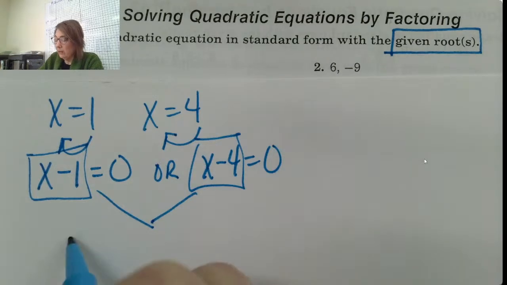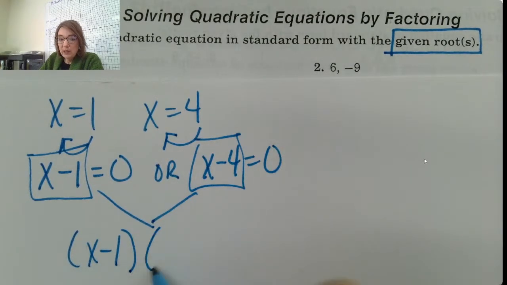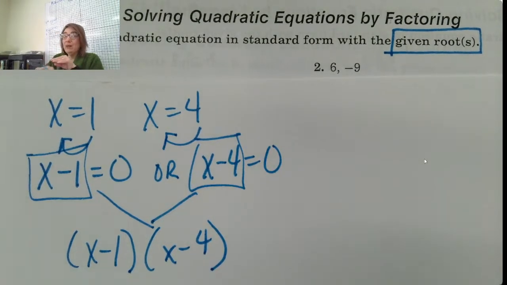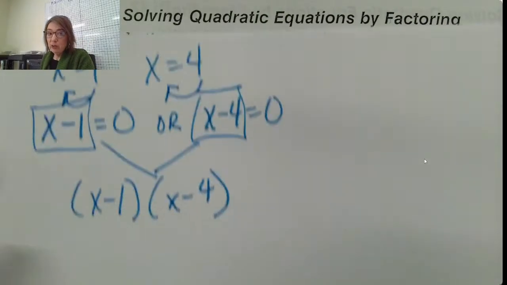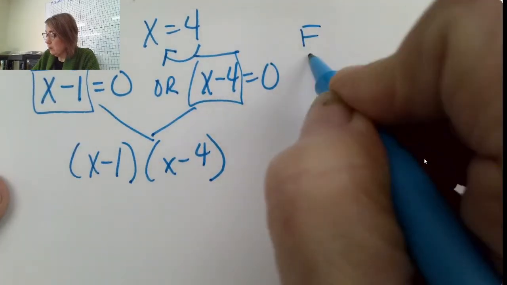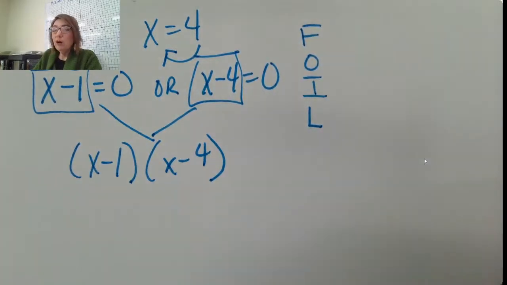So if we look at that as x minus 1 and x minus 4 multiplied times each other, and we go ahead and multiply them out, that's going to give us standard form. So let's refresh our memory on how to multiply those. Based on who you had for Algebra 1, you may have learned something called FOIL. Do you remember something called FOIL? Yeah. FOIL is an acronym to help you remember how to multiply these binomials.